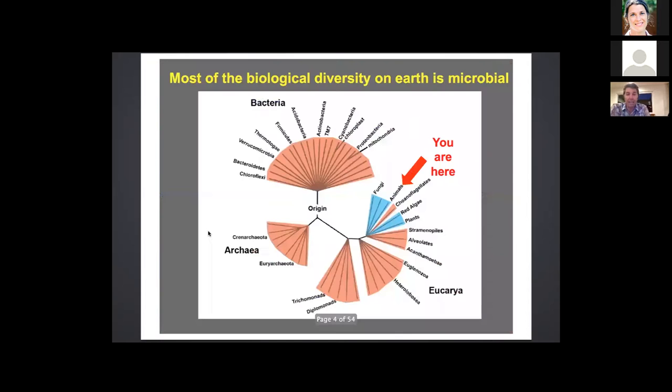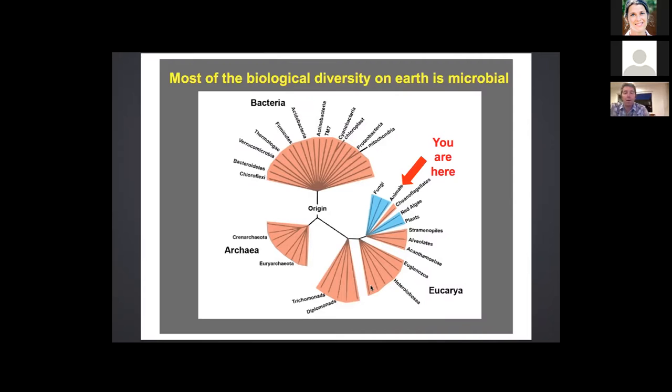The other reason I think it's really fun to study microbes is that most of the biological diversity on Earth is actually microbial. In other words, it's represented by single-celled organisms, individual cells that you basically can't see with the naked eye. If it's been a while since you've had biology, this is the current tree of life, as best we understand it. There are three broad domains of life: the bacteria, the archaea, and the eukaryotes.